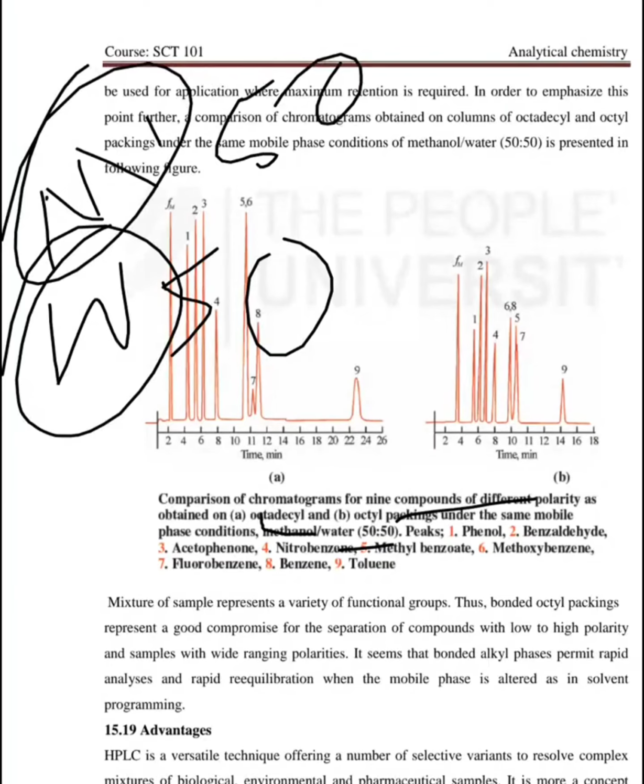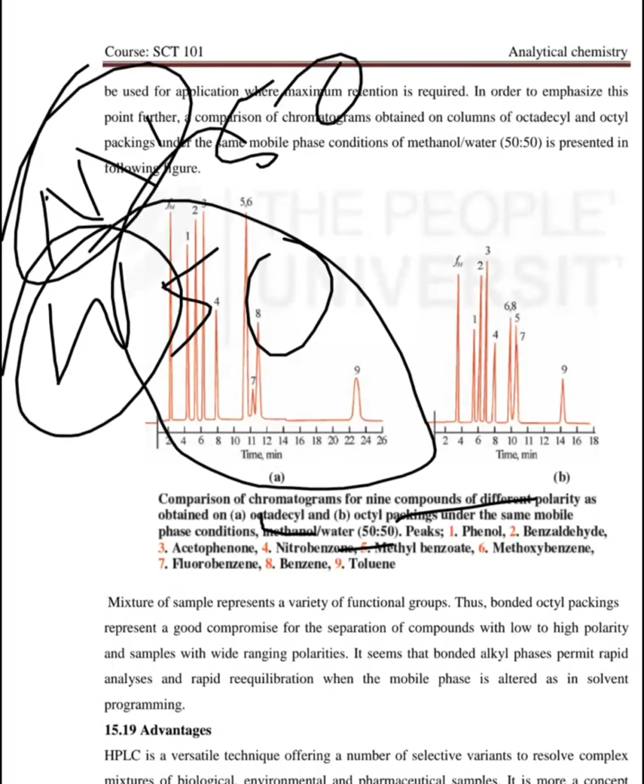to elute this sample. So 9 different compounds are present: one is phenol, two is benzaldehyde, three is acetophenone, then nitrobenzene, methyl benzoate, methyl oxalate, and fluorobenzene. 8 is benzene, and 9 is toluene. So these are separated with time. You can see here.